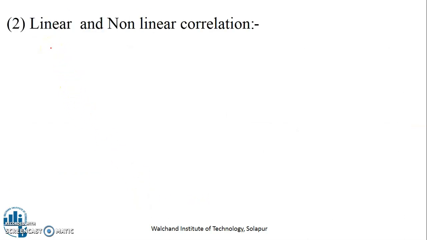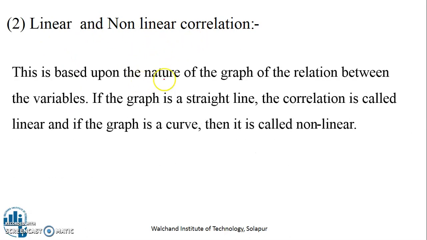Second type, linear and non-linear correlation. This is based upon the nature of the graph of the relation between the variables. If the graph is a straight line, then the correlation is called linear. And if the graph is a curve, then the correlation is called non-linear.